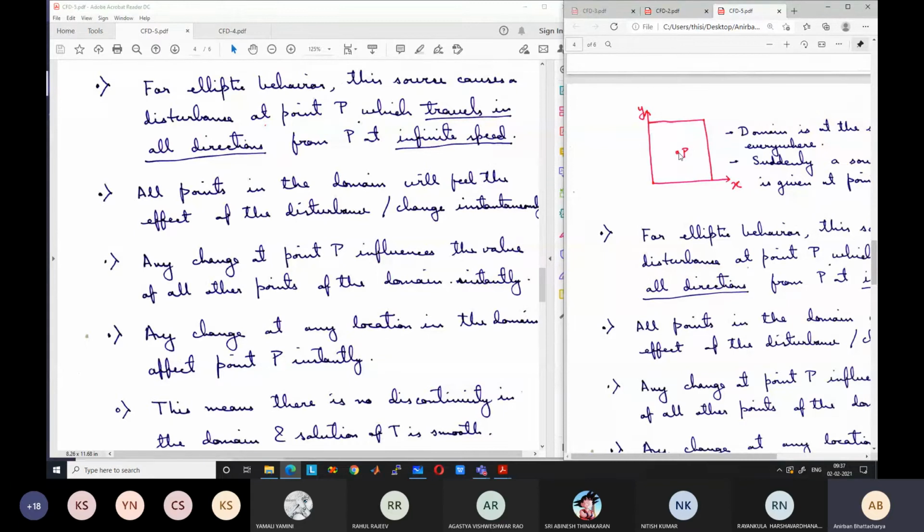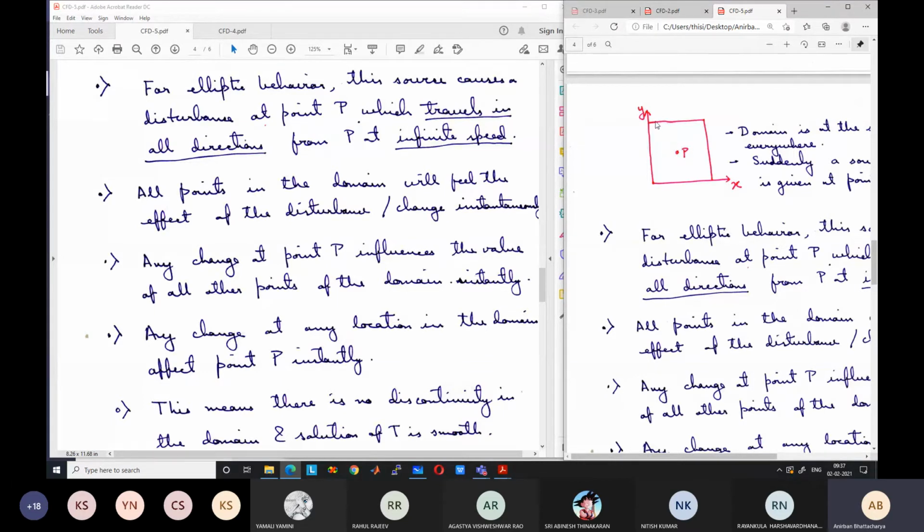Similarly, there is something called domain of influence, which we will study in a few minutes. Domain of influence is the sub-region in the domain where the values will change if there is any change in the value at P. If I make any change at P, it will influence a certain region. That region is known as the domain of influence of P.